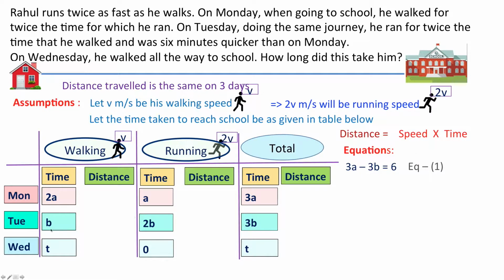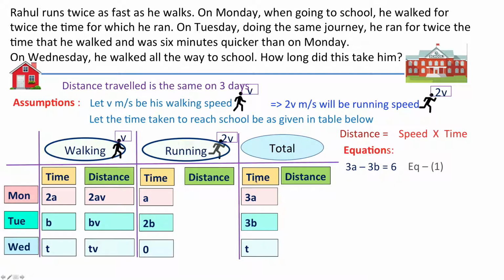So if you're supposed to find the distance covered by Rahul on Monday while walking, that distance will be just speed times time. So this V and 2a will be multiplied together to give the total distance, which is 2av. Likewise, on Tuesday, the distance covered will be V times b, which is bV. And the distance covered on Wednesday is V times t, which is tV.